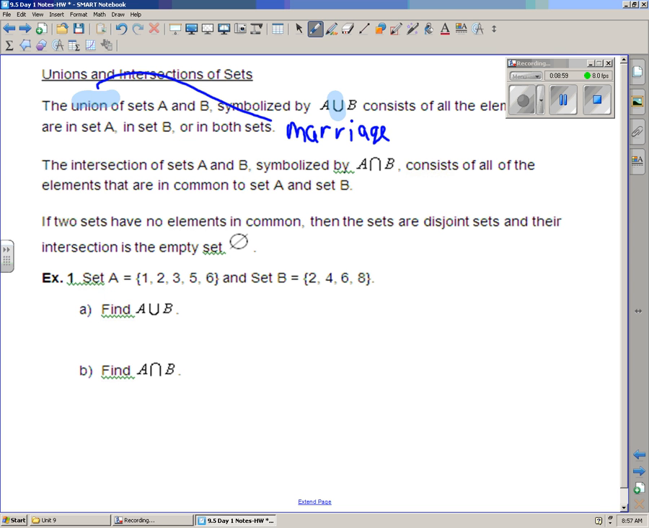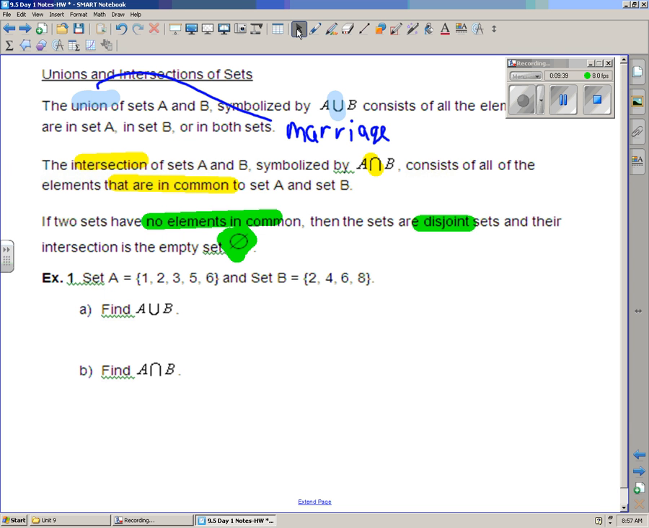The intersection of sets A and B, so it's an upside down U. So the intersection is going to be this symbol, okay? And that consists of all the elements that are common to both sets. So anything that's common is considered to be your intersection. If two sets have no elements in common, then they are considered to be disjoint. So if there's no elements in common, they are disjoint, and it's like the empty set is your symbol.